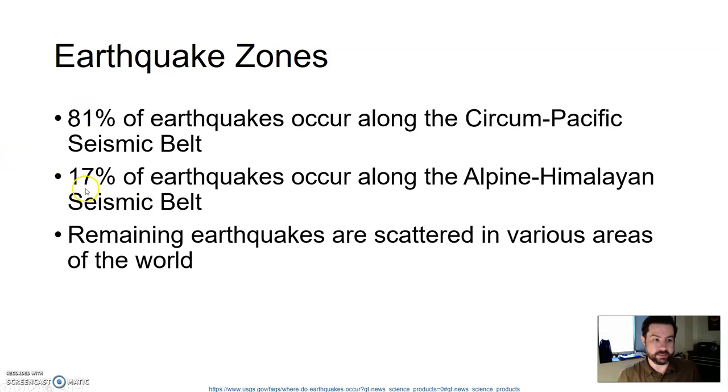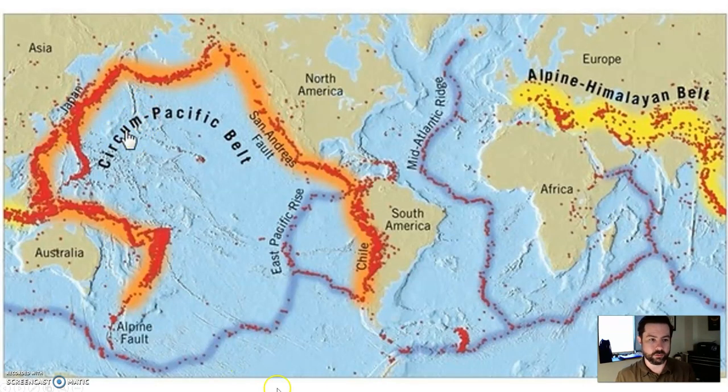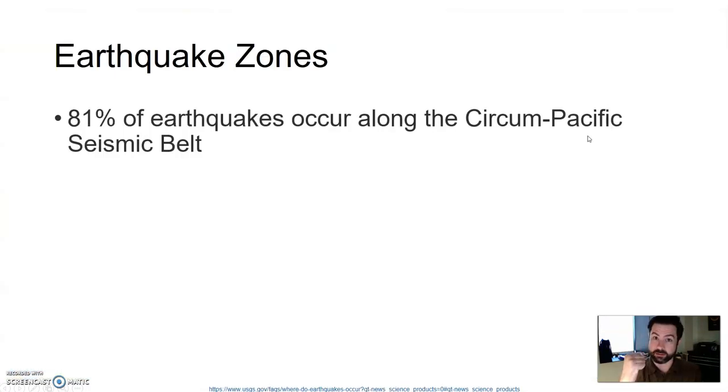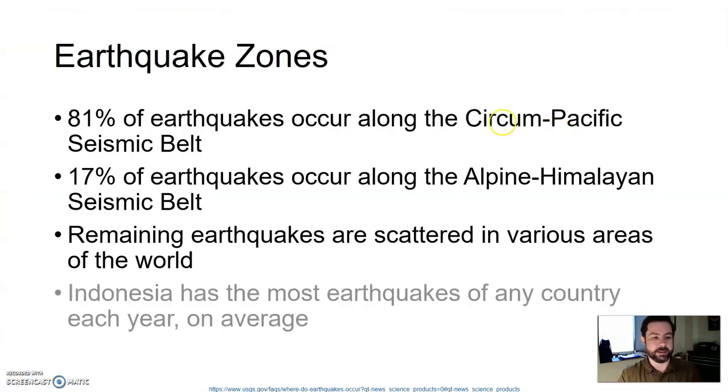So 81 plus 17, that's 98% of all earthquakes that are either on the circum-Pacific belt, so around the Pacific Ocean and Pacific Plate, or the Alpine Himalayan belt. That leaves only 2% anywhere else in the world. So these earthquakes are very focused. Indonesia, again, has the most earthquakes of any country each year on average.